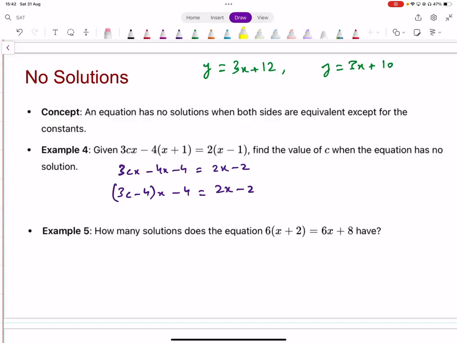Compare the coefficients. On the left side, you have 3c minus 4 as the coefficient of x. On the right side, you have 2 as the coefficient of x. Compare them, and that gives you 3c minus 4 equal to 2, and c equals 6 over 3, which is 2. The value of c turns out to be 2. Is this all right?